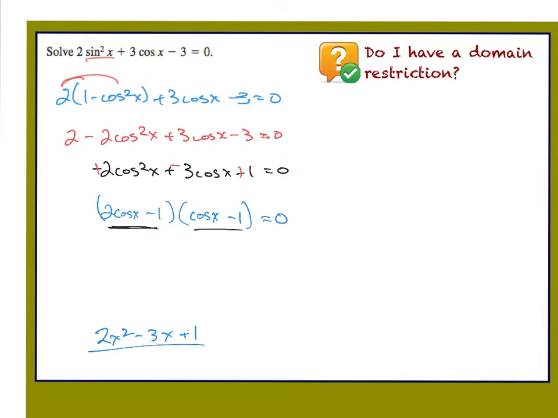So this left one, if I set this equal to 0, we're smart people, cosine x would equal what? 1/2. And then if I set this one equal to 0, I get cosine x is equal to 1. So let's think about our unit circle again. So when does cosine give me 1/2?